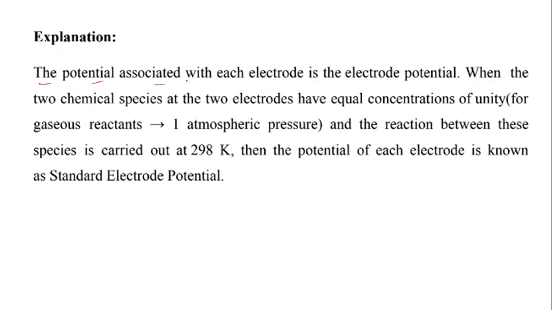The potential associated with each electrode is the electrode potential when the two chemical species at the two electrodes have equal concentration of unity. It should be equal and it should be unity. For gases, it should be at 1 atmospheric pressure, and the reaction between these species is carried out at 298 K, that is 273 plus 25, so obviously 25 degrees centigrade. Then the potential of each electrode is known as the standard electrode potential.